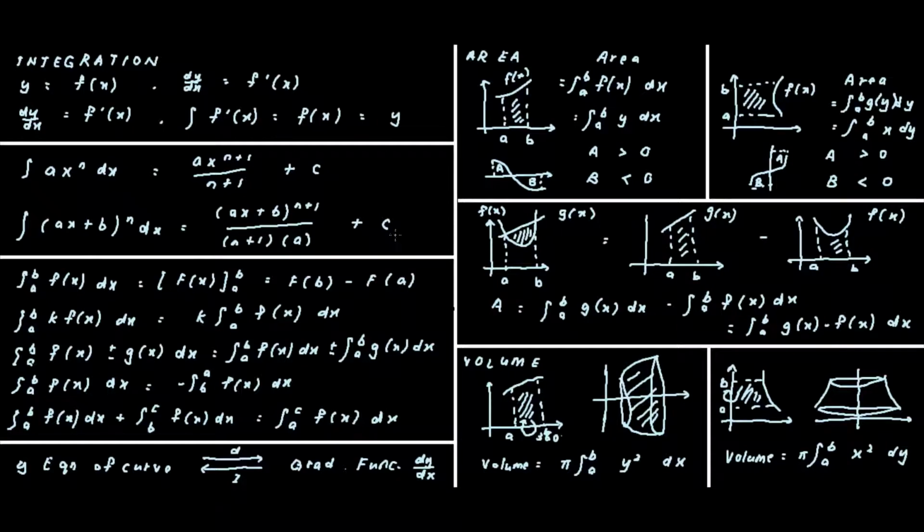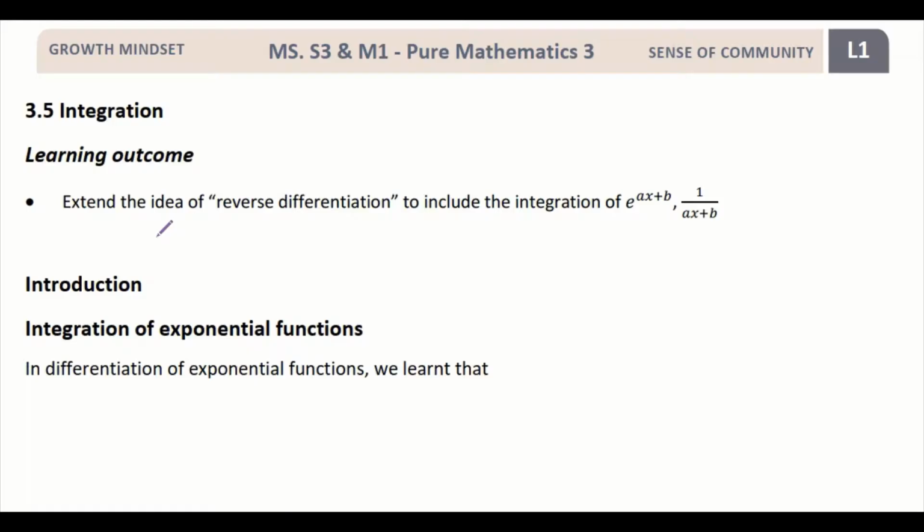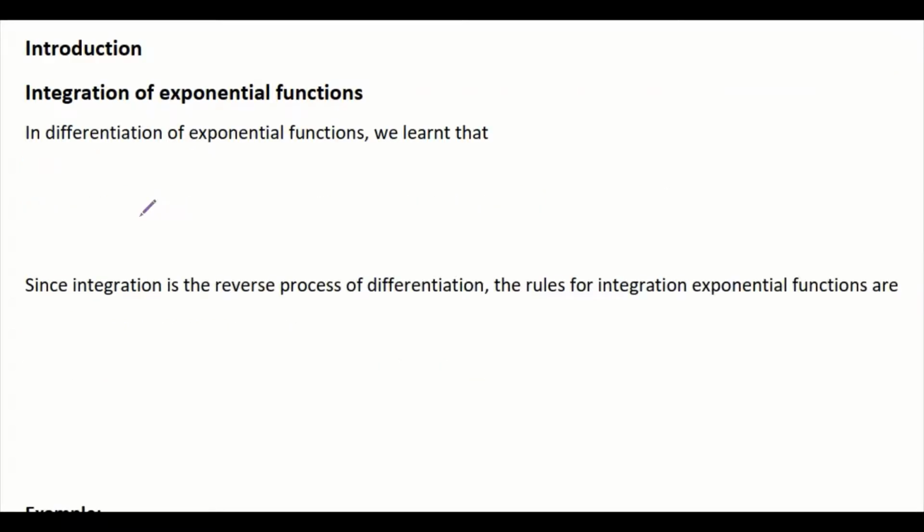So let's move on to the first part of the lesson. For this first lesson, we are not going to do anything very difficult yet. Basically, we are going to use the idea that we learned previously in differentiation and reverse the process so that we can find the integration of two special functions: the first one, the exponential function, and the second one, the natural logarithm. Okay, so let's start with the first part, which is the integration of the exponential function.